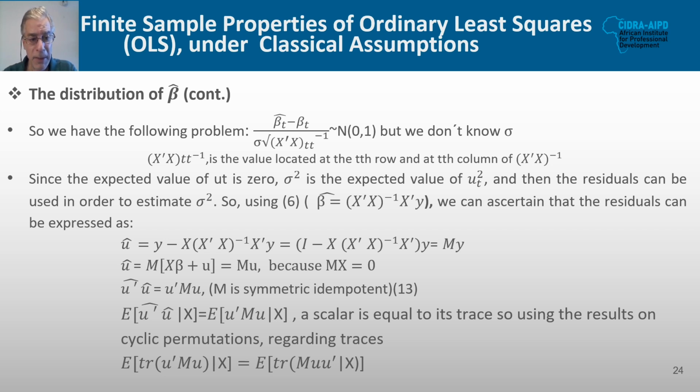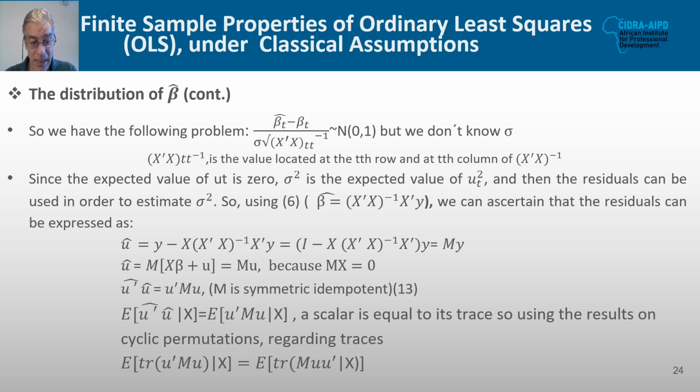Since the expected value of u_t is 0, sigma squared is the expected value of u_t squared, and then the residuals can be used in order to estimate sigma squared. So if we use equation number 6, we can ascertain that the residuals can be expressed as in the first equality that you see in this slide. And there you can see that u hat equals a matrix M times Y. You can see the derivation of matrix M in this first equality. Now, if we replace Y by its expression in equation number 5, we have the second equality. But as you can see, and you can do on your own, M times X equals 0. Then u hat equals M times u.